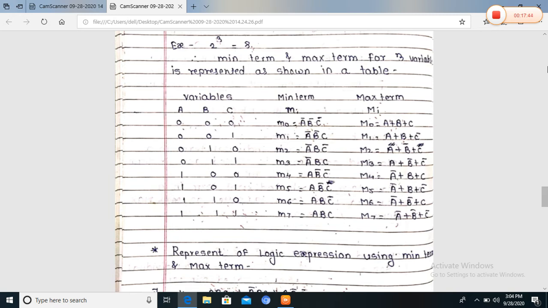This minterm is represented as m0, and here is capital M0. In a minterm, 0 is represented as a bar. So here a, b, c is 000, so this term is a bar, b bar, c bar. 0 is represented in a minterm as a bar. So m0 is a bar, b bar, c bar.